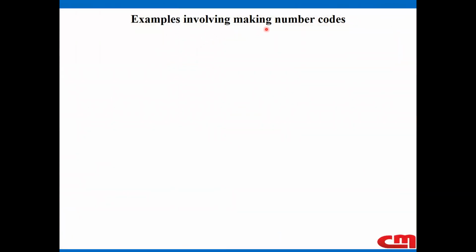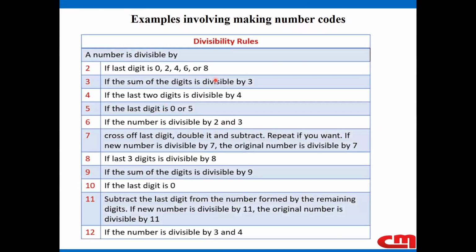Examples involving making number codes. This table is there simply to give you a direction in terms of times when you are coming up with number codes. They might be there to meet certain conditions, and divisibility rules are important. So I'm not going to read through everything, but this is important for you to know.